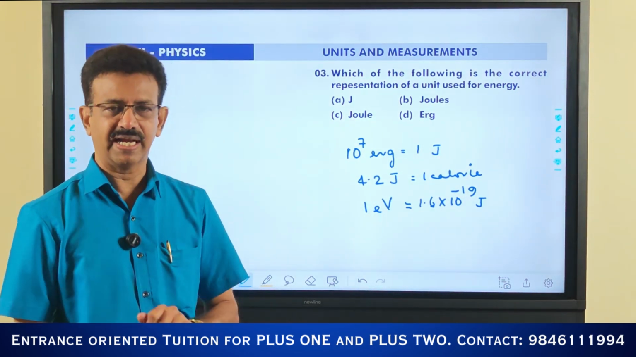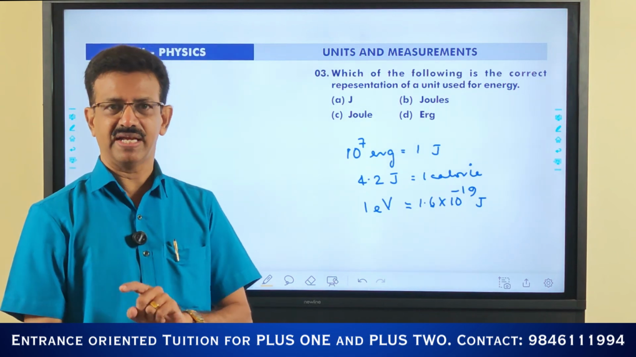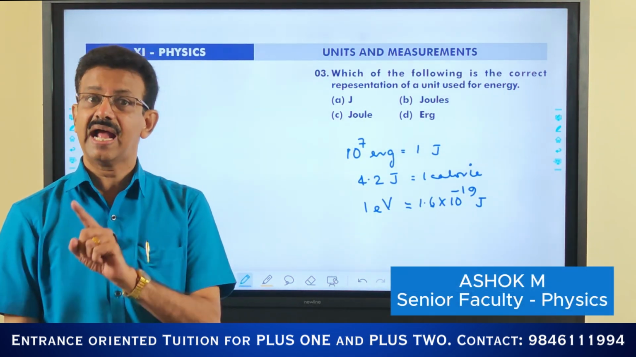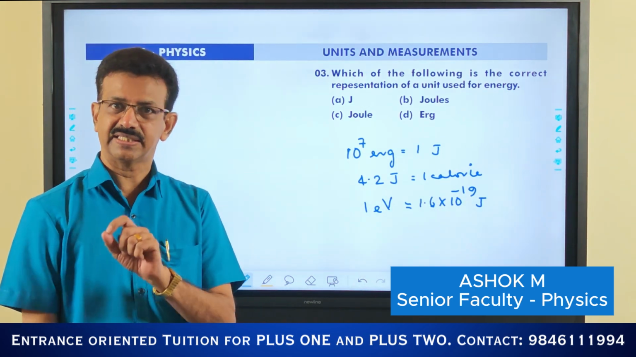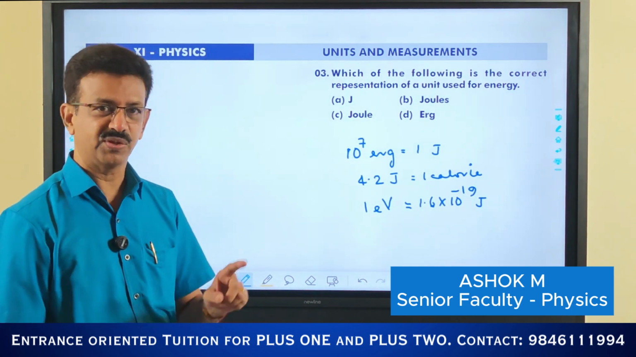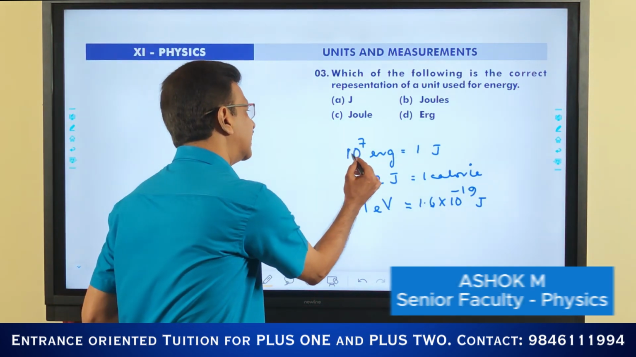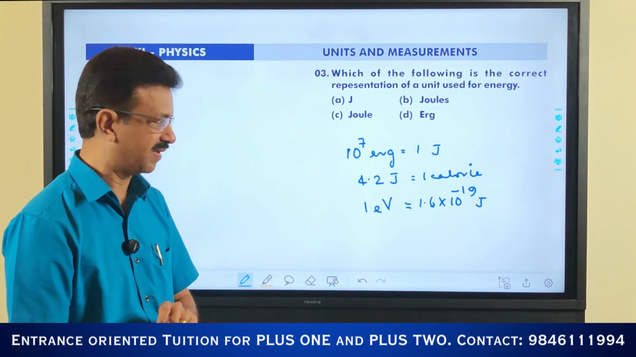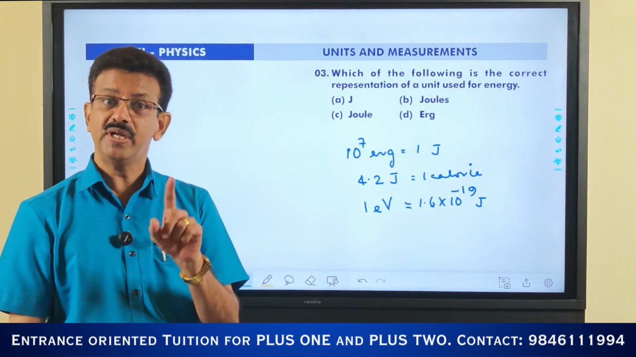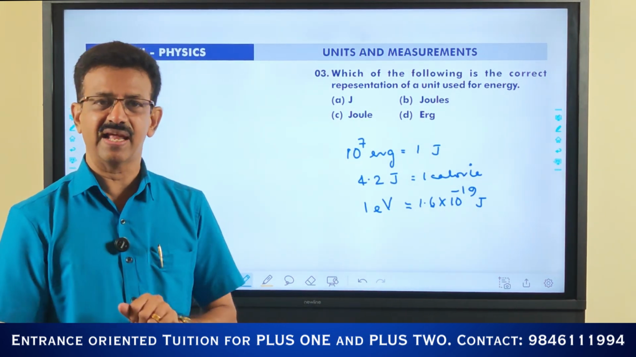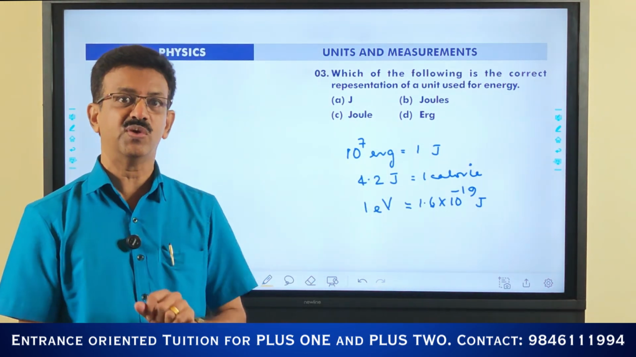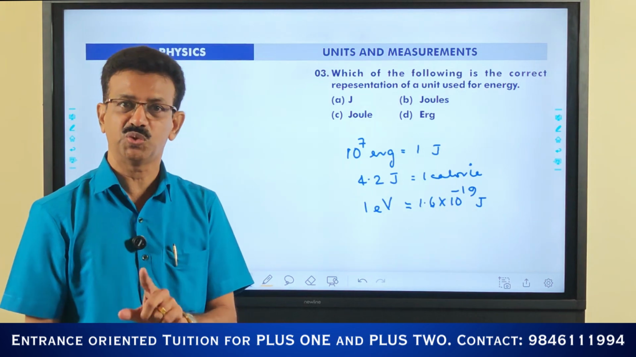Therefore, I'll tell you once again, different units of energy are joule, erg, electron volt, and calorie. Joule is the SI unit, erg is the CGS unit. Here, 10 raised to 7 erg equals 1 joule. The conversion factor is 10 raised to 7. Similarly, 4.2 joule equals 1 calorie. Then 1 electron volt equals 1.6 into 10 raised to minus 19 joule.